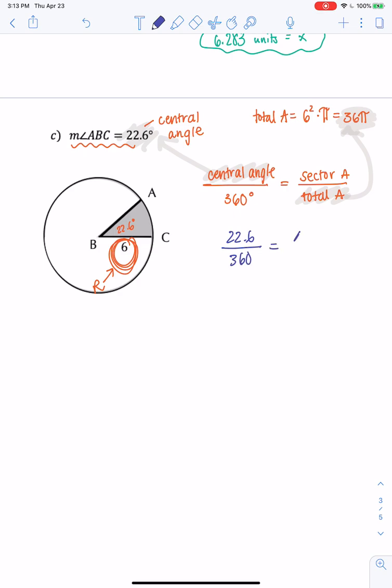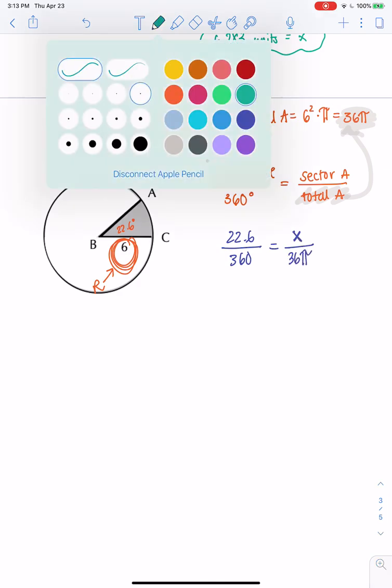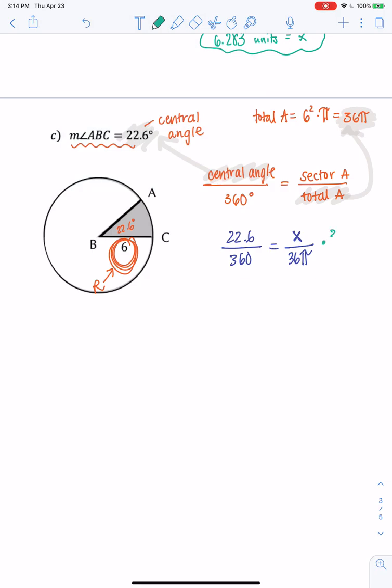Again, this is unknown, so let's give it a variable, over total area. To get x alone, we're going to multiply on both sides. And we have 36 pi times 22.6 over 360. Use our calculators. And if I plug that all in correctly, we should get 7.099, lots of 9s, equals x units squared, because it is area.